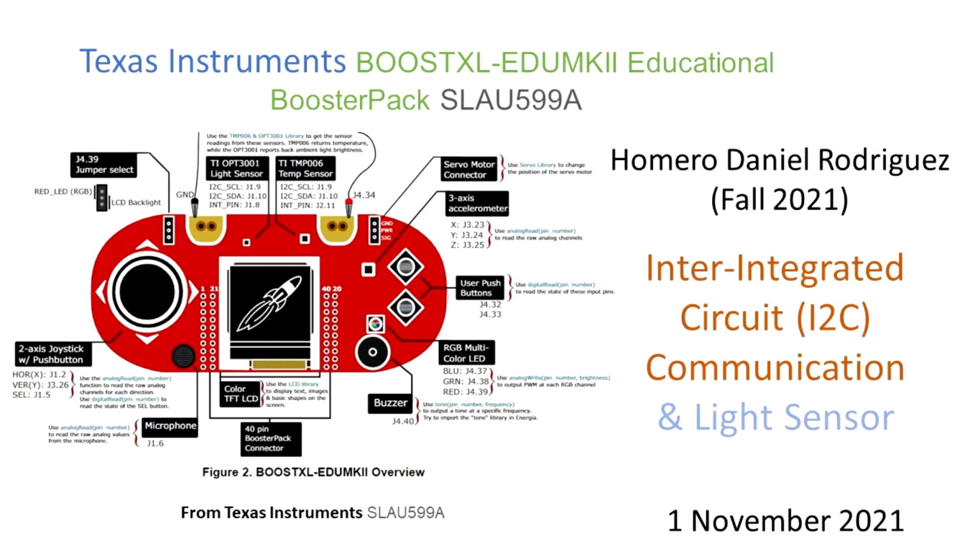Hello guys, today we are going to work with the educational booster pack from Texas Instruments, specifically with the light sensor. We are going to use the I2C communication and also the UART to send the information to the PC. In this picture, we can see the location of the TI OPT3001 light sensor. We're going to pull the information from this sensor as it will be explained.